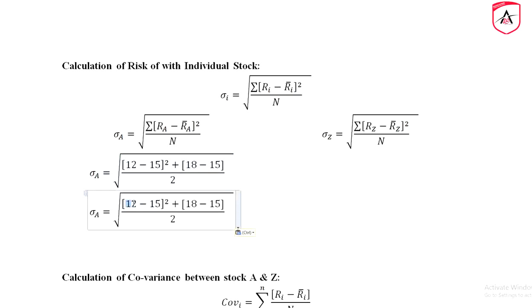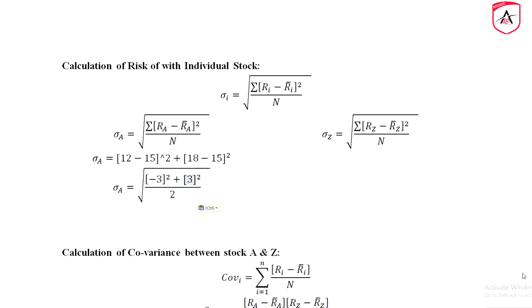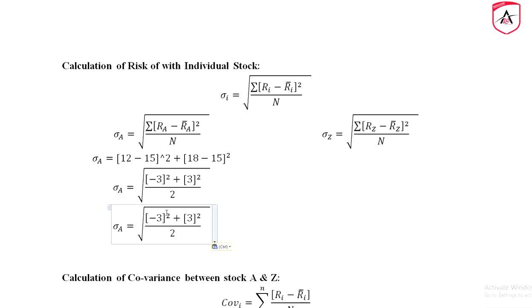So 12 minus 15 is minus 3. 18 minus 15 is plus 3. So we have to have this square as well over here. Okay, my dear friends, so it is minus 3. And next step, what we have to do, we have to square this. Minus into minus is plus, so 3 3s are 9. So again here 3 square, 3 3s are 9.